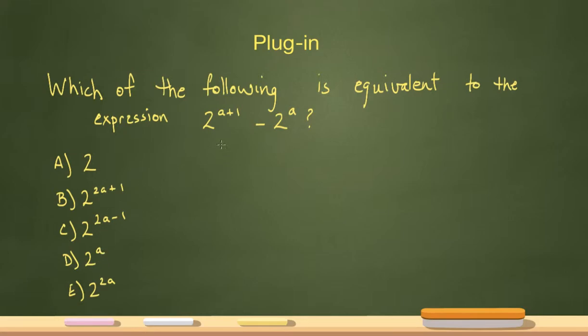And if I look at my answer choices, I have that same variable in the answer choices. In that case, I can make up a number for a. Doesn't matter what I make it. I can make it anything I want. But to make my life easy and make it simple, I'll make a 2.